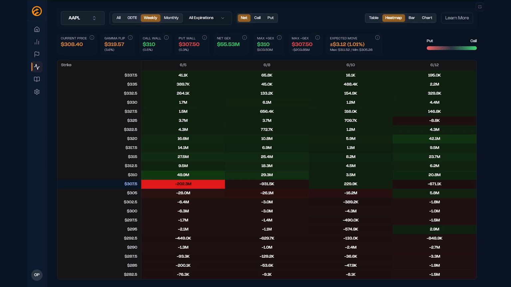One of the most powerful features is the ability to compare positioning across multiple expiration dates. You can quickly identify whether exposure is concentrated in today's expiration, weekly contracts, or longer dated positioning. That helps traders understand whether a move is likely to be short-term or part of a larger market trend.